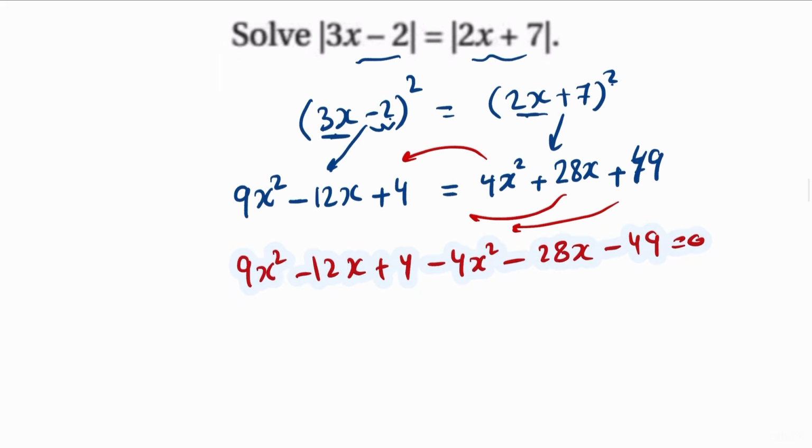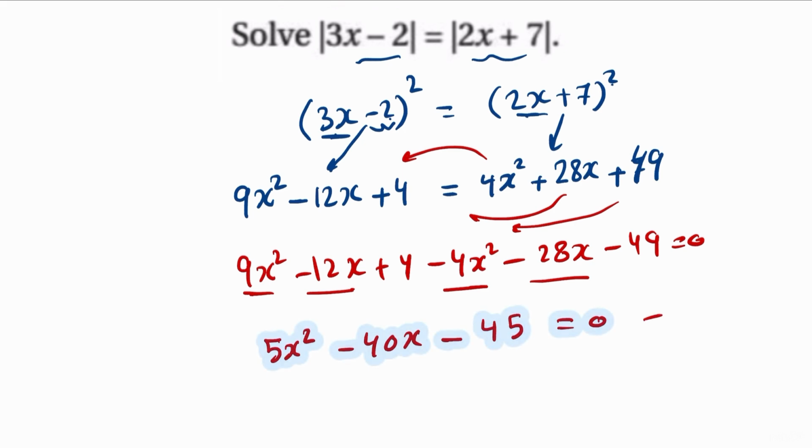This is simplified more by collecting the common terms. We have 9x squared minus 4x squared, which equals 5x squared. We have minus 12x and minus 28x, which equal minus 40x. Positive 4 and negative 49, take the sign of the largest, then subtract, and we come up with negative 45, which equals 0.